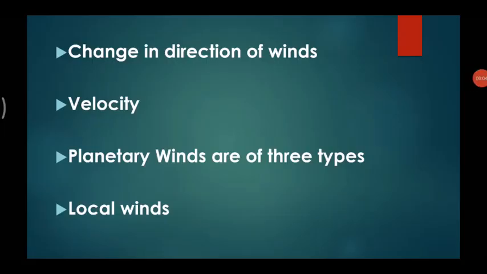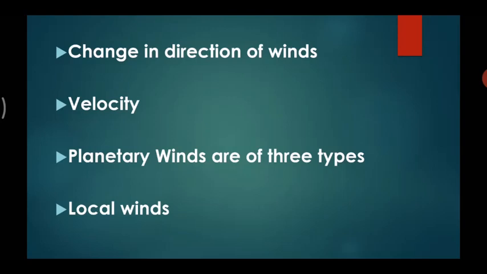So students, in the last class, we learnt about change in direction of wind. In that, air pressure is not uniform across the earth's surface. Air moves from high pressure area towards the low pressure area in a horizontal manner. Winds are generated due to this movement.